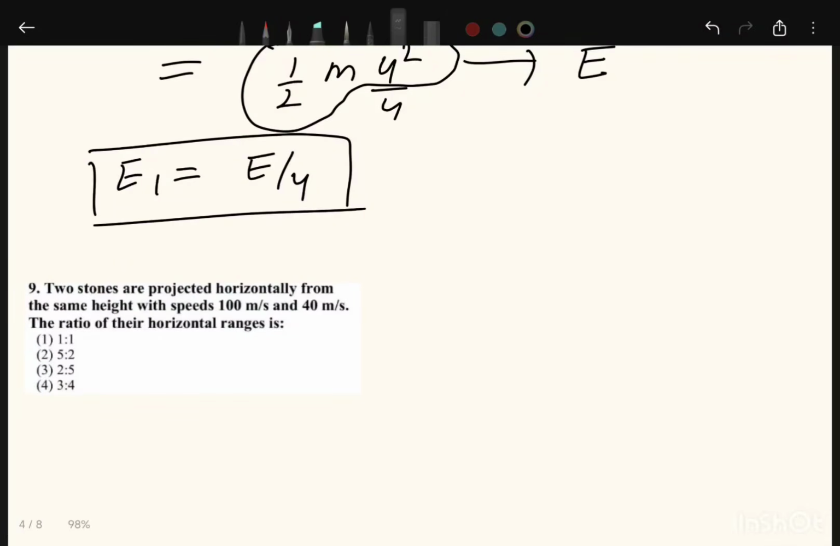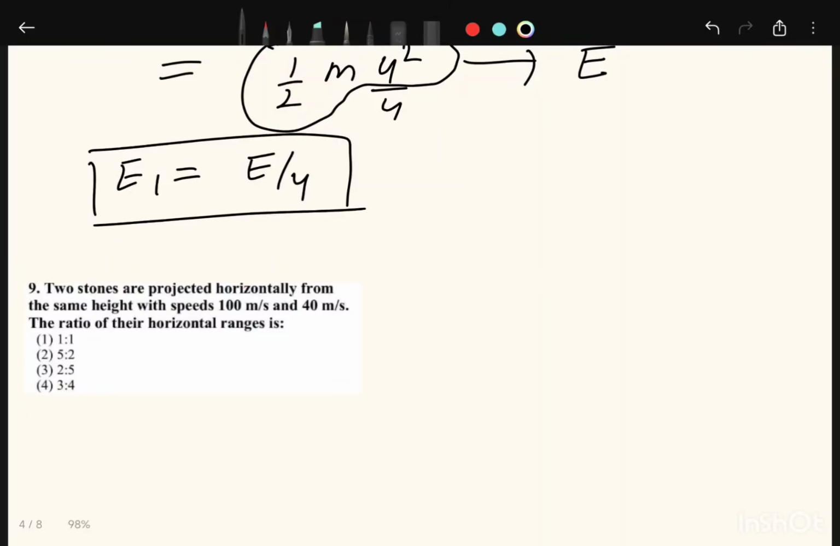So let me take now the next question. This is question number 9. The question number 9 is saying two stones are projected horizontally from the same height with a speed of 100 meter per second and 40 meter per second. The ratio of their horizontal range, right?